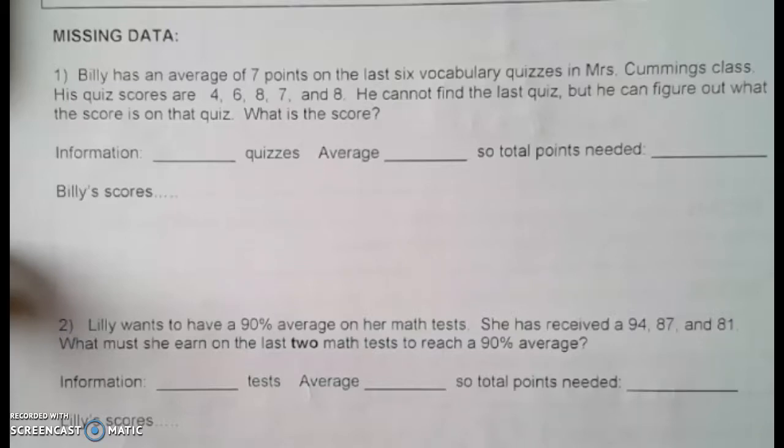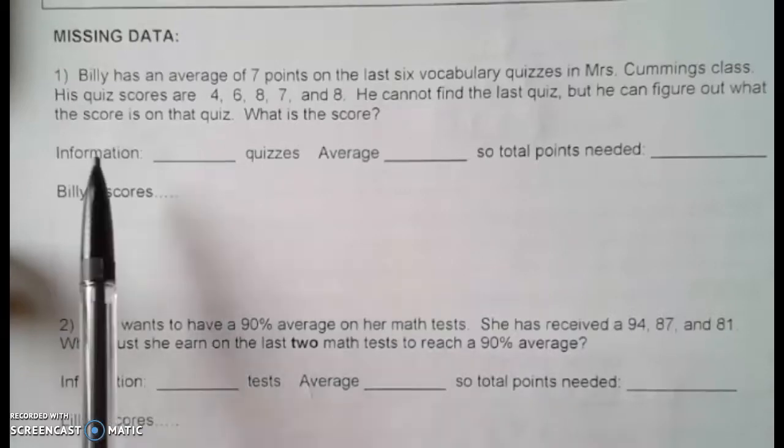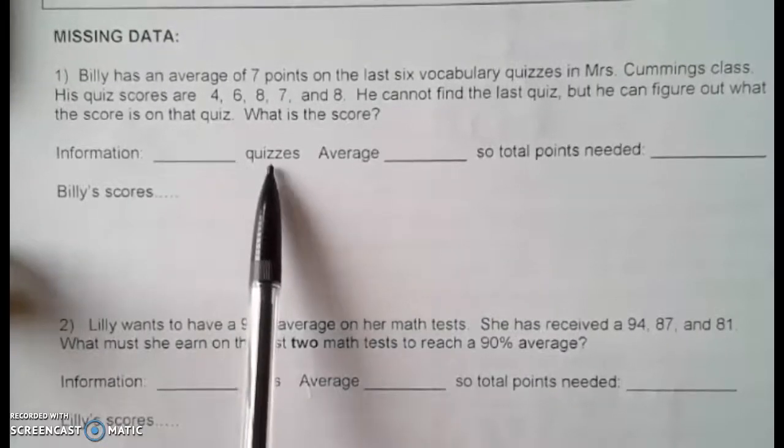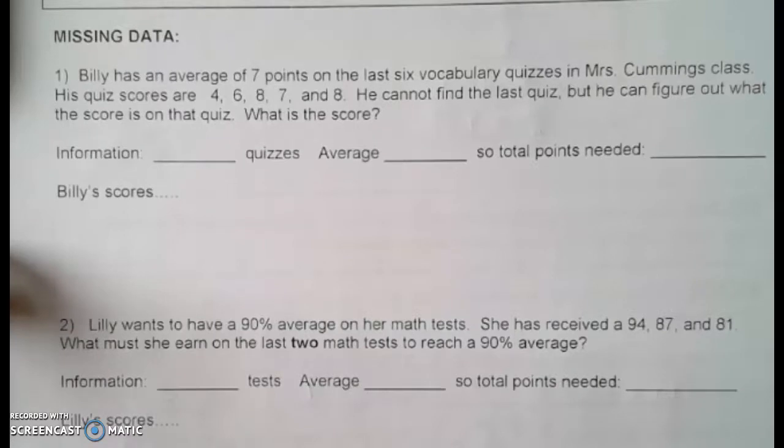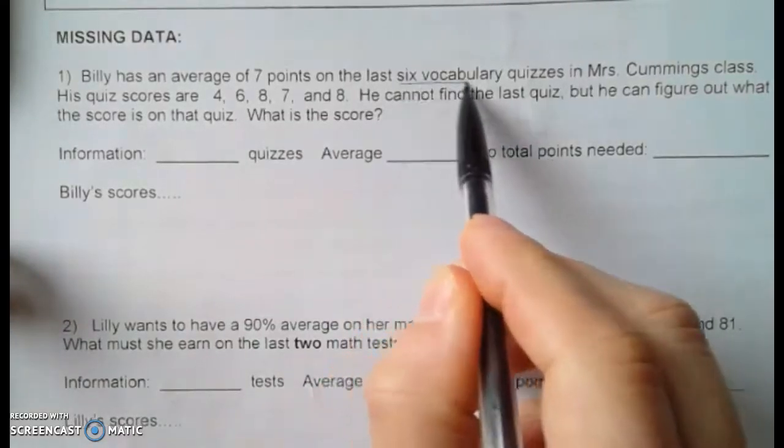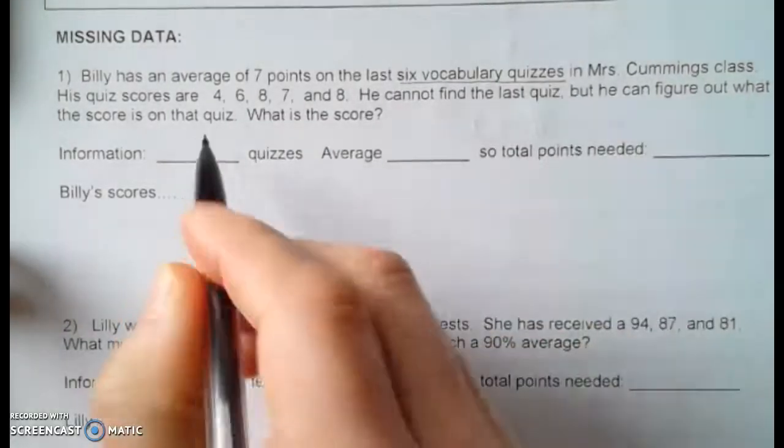So we have to figure out what is the score. And we're going to figure that out by filling in some information that we know. Something that we do know is the number of quizzes. We're told that he took 6 vocabulary quizzes, 6 quizzes.